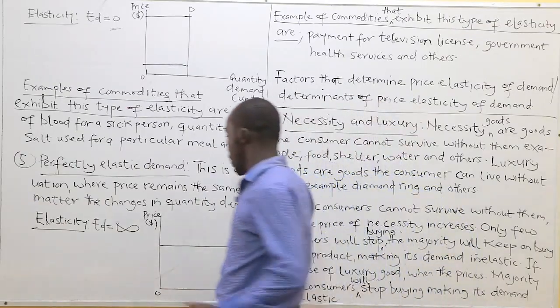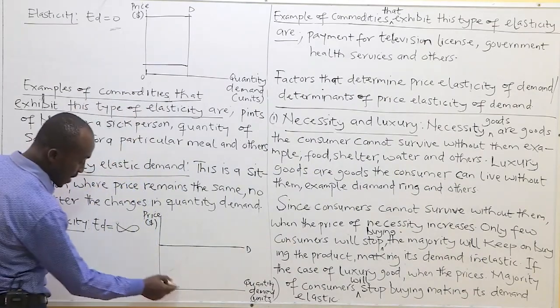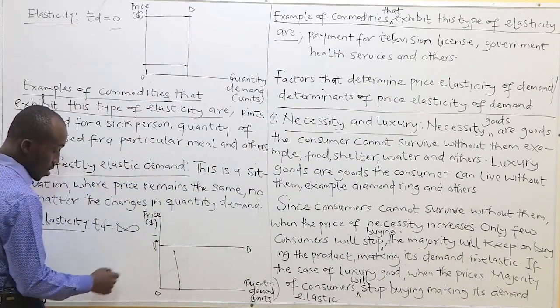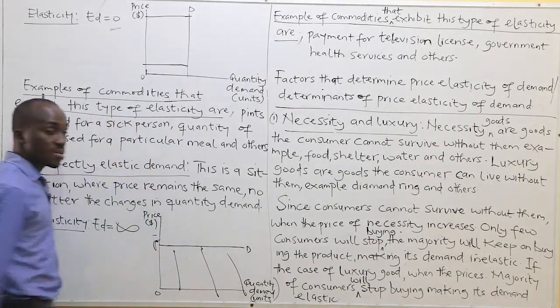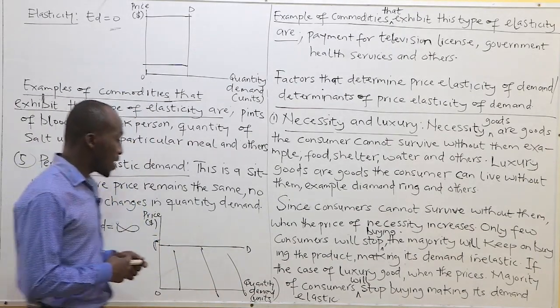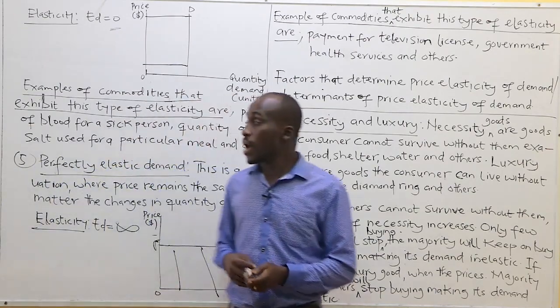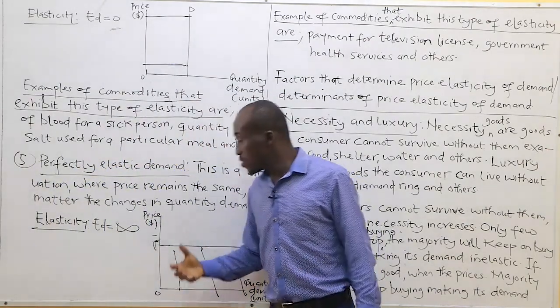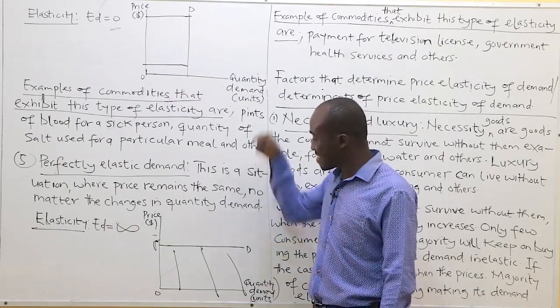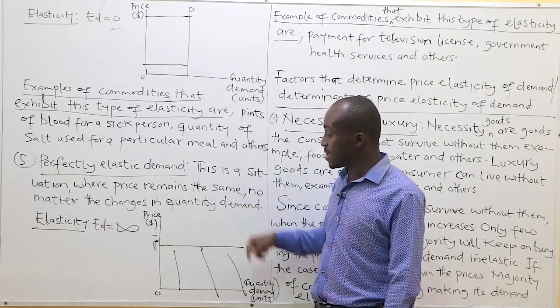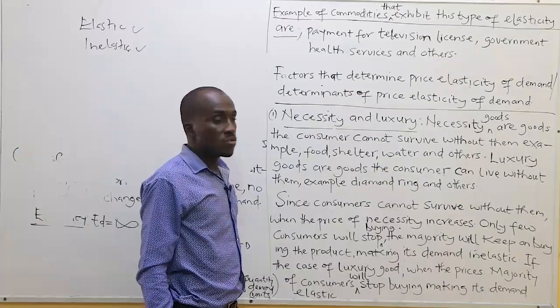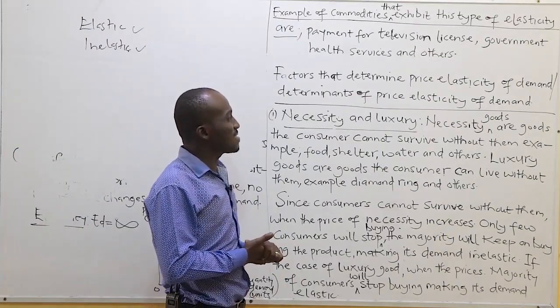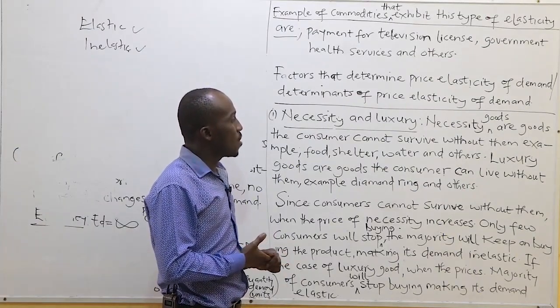So if you look at here, no matter the change in quantity demanded, whether demand is here, the price is the same. Whether the price is here, it's still the same. Whether you're here, the price is still the same. Right? So no matter the change in quantity, it doesn't have any effect on the price. Price remains the same.